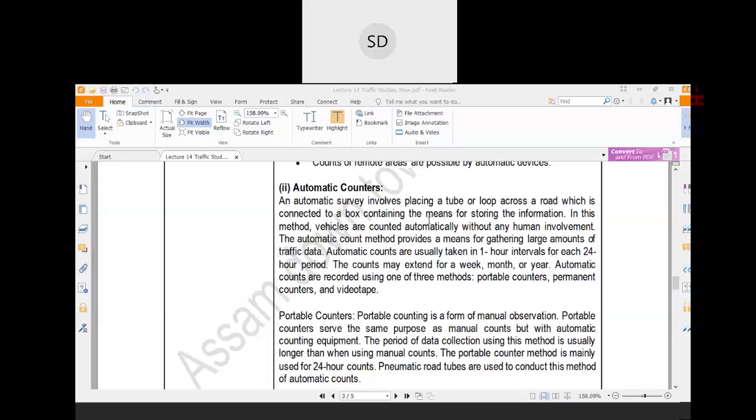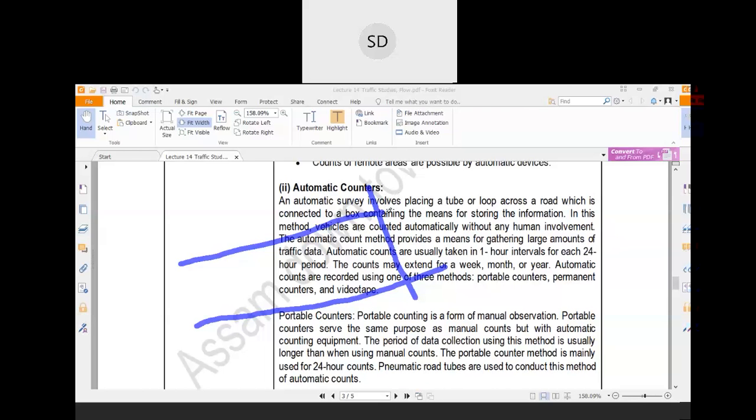Then automatic counters. In automatic counters, they will automatically count the number of vehicles. The mechanism is, suppose this is a road. Along this road, some sensors will be placed. The sensors may be a tube, a video camera, or some other device.